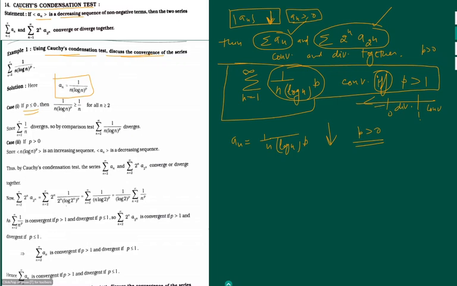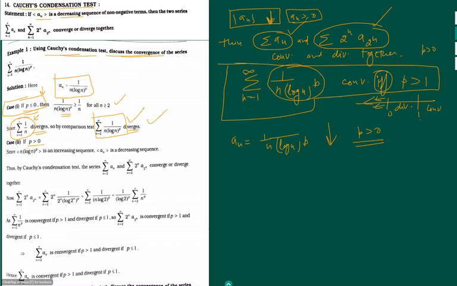If p is less than or equal to 0, then 1 over n log n raised to the power p would be greater than or equal to 1 over n, for all n greater than or equal to 2. And summation 1 over n is divergent. This is easy to see by Cauchy's general convergence theorem. We have already done that summation 1 over n is divergent. So by comparison test, this series is also divergent. So we have shown that for p less than or equal to 0, this series is divergent.